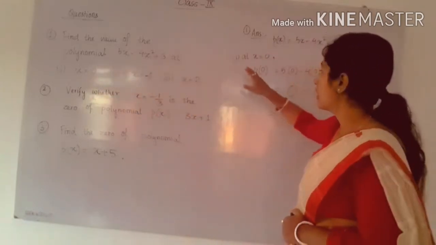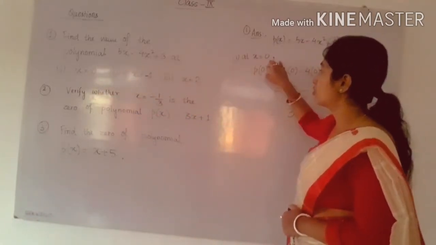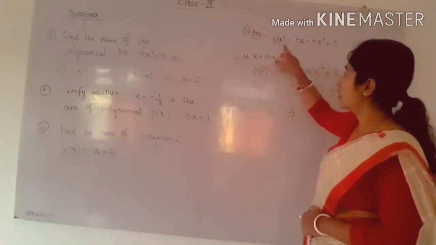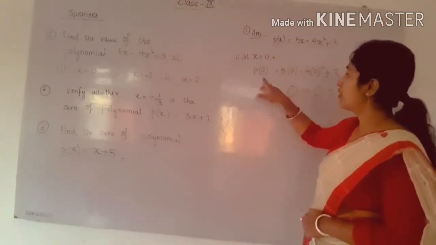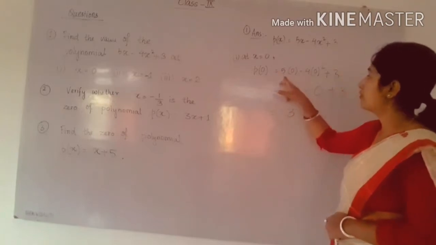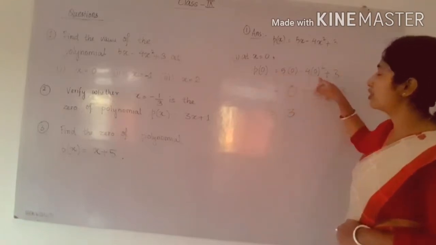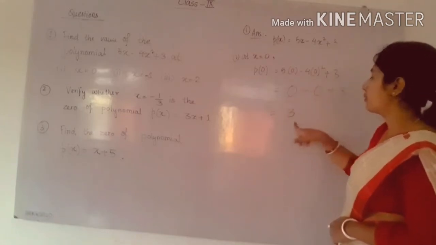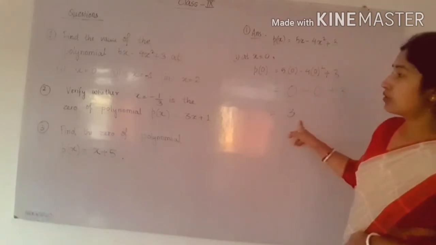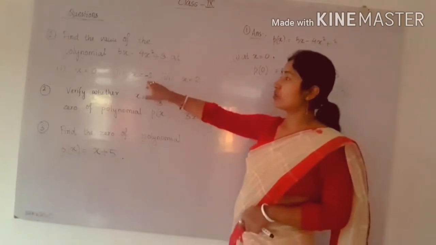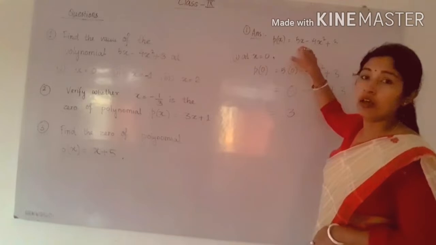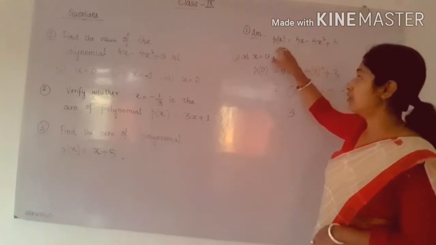So at first I have to put x is equal to 0. By putting x is equal to 0, it will become p of 0. P of 0 is equal to 5 into 0 minus 4 into 0 square plus 3. So the answer will be what? 3. Similarly, by putting x is equal to minus 1 in place of x in this polynomial, we can find the value of p(x) again.